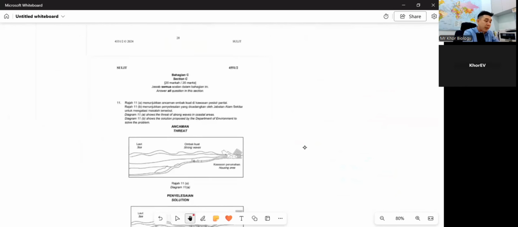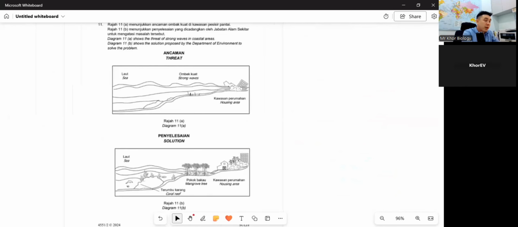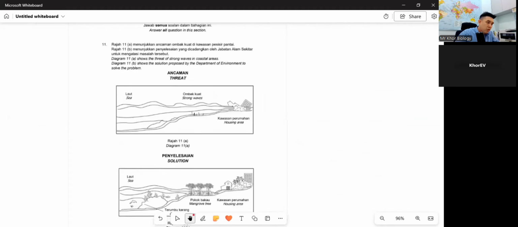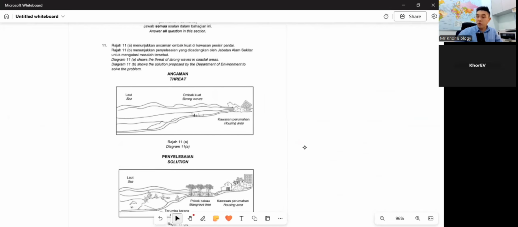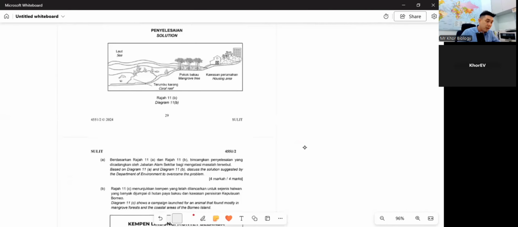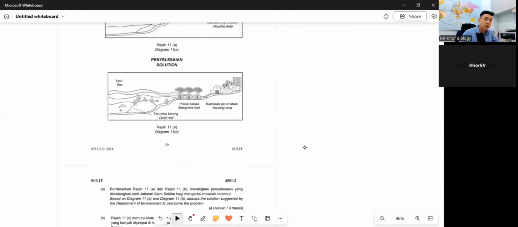In fact, compulsory essay question. So the track here, guys, is strong waves. To overcome, we are planting mangrove plants, mangrove trees. So discuss a solution. Okay, so guys, based on diagram 11B, we are answering the question.